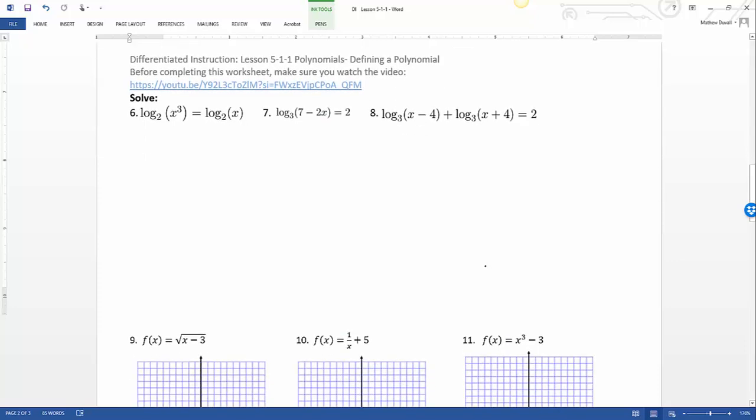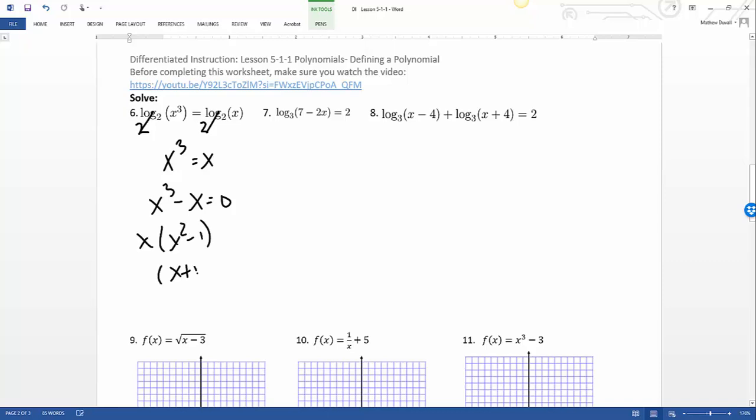Now, continuing logs, remember to get rid of the log, you take the inverse base, but you can only do it when there's at least one log on both sides. So the inverse base cancels out. So now I have to factor it, so bring it over. There's an x in common, and then that factors into x plus 1, x minus 1. So then you get x equals 0, negative 1, positive 1.